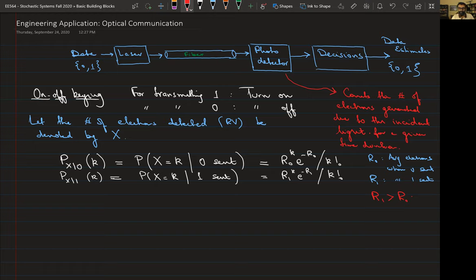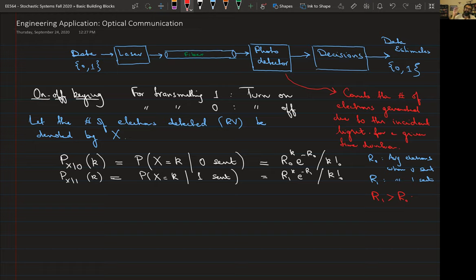I mean, let's talk about this intuitively first before formalizing this mathematically. What would my intuition say? Intuition tells us that when I detect more electrons, that means most likely a one was transmitted. Excellent. Right? So that's what intuition tells me. If the number of electrons that I receive is high, that means it's more probable that a one was being transmitted, right?